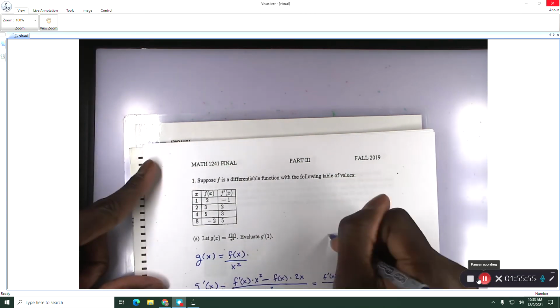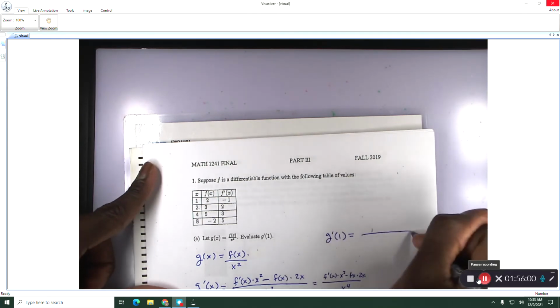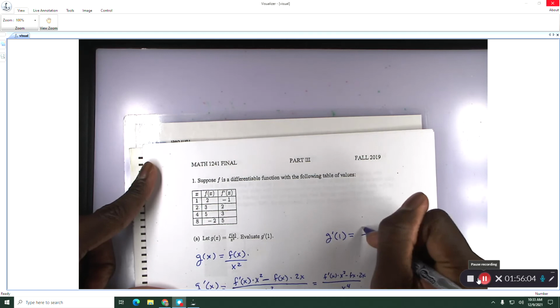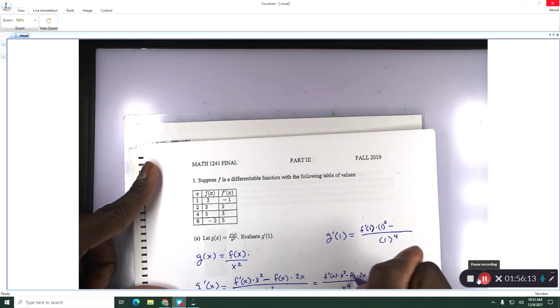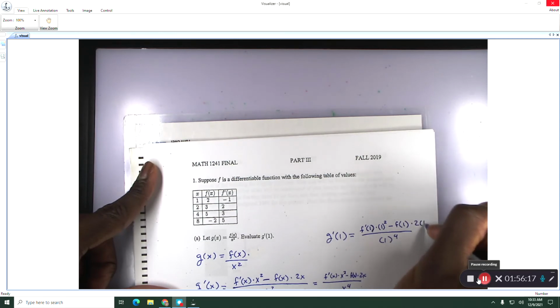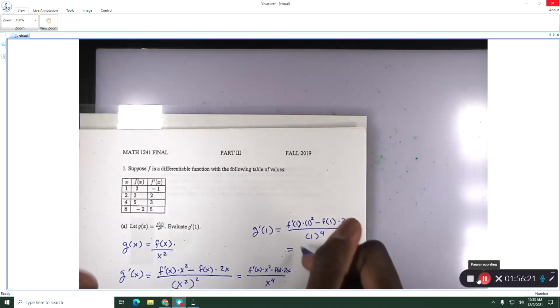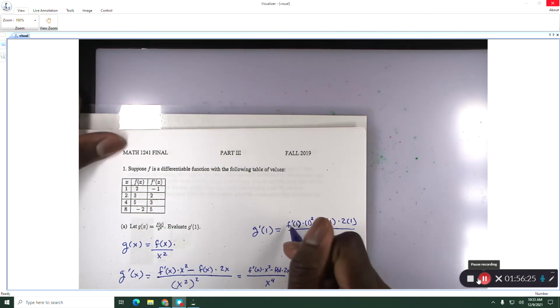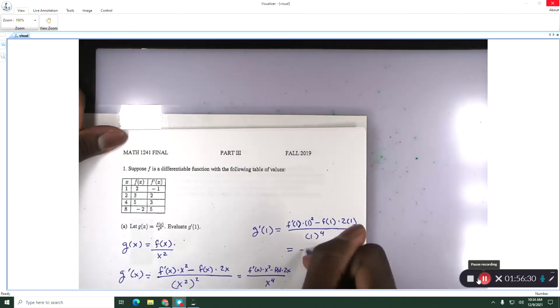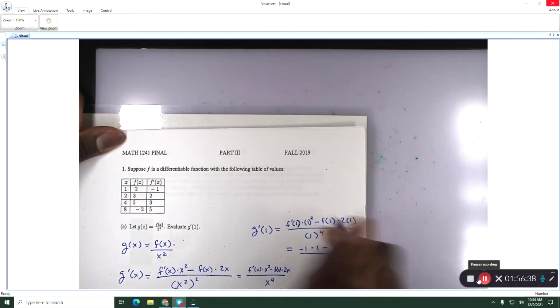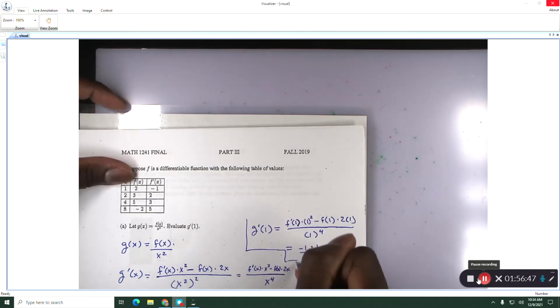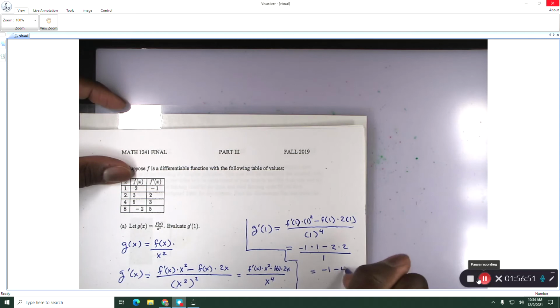Okay, so now g prime of 1, I want to plug that in. Well, my x value is 1. For f prime of x, my x value will also be 1. My x value is 1 here, minus f of 1 times 2 times 1. I work this out, I get, so now I can lose the table. F prime of 1 is equal to negative 1 times 1 squared minus f of 1 is equal to 2 times 2 times 1 over 1 to the 4th, which is just 1. Negative 1 minus 4 over 1, negative 5 over 1, which is just negative 5.